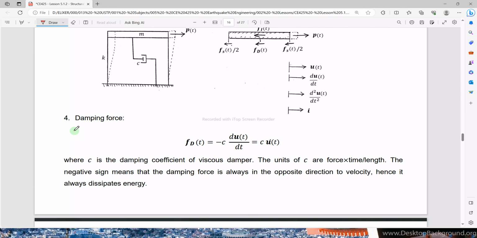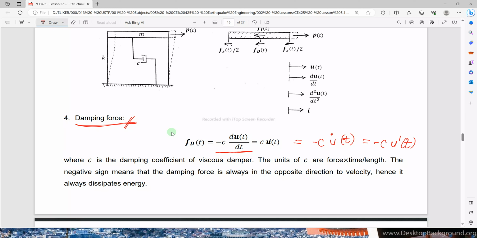Next one, the fourth force, we have the damping force. So mo ni siyang ga-absorb sa energy. So the formula here, that is the negative C times the first derivative of the position with respect to time, or can be written as negative C U dot of T. No, U dot of T only. Or negative C U prime of T. So, aron di mo malibog, ato na lang isa-isahon.